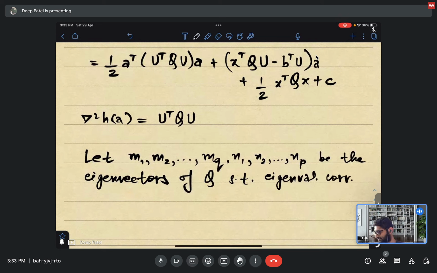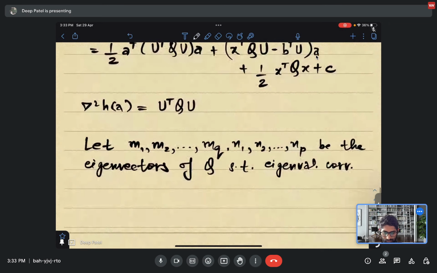So what I'm saying is, corresponding to the null space, corresponding to these m1 to mq, the eigenvalues are non-zero, and corresponding to n1 to np, the eigenvalues are zero. Okay, so I'm just denoting them slightly differently. It will become clear why.